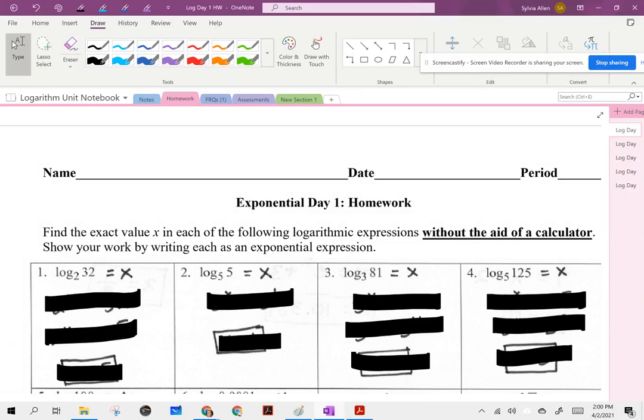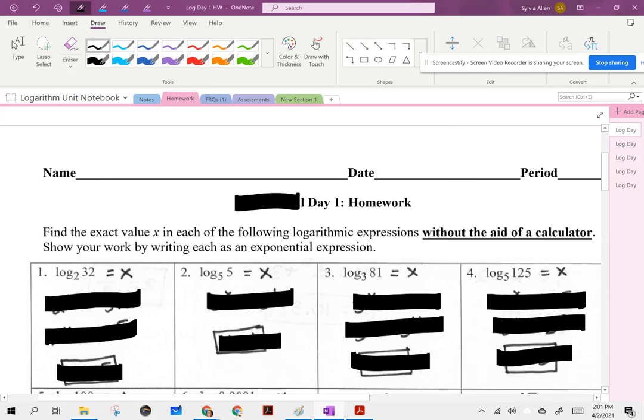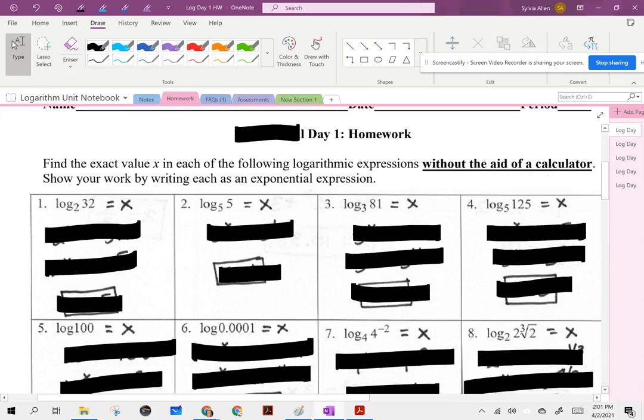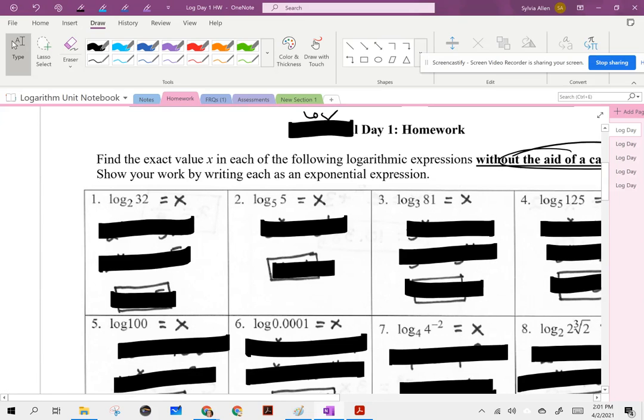Okay, so again, this is not exponential. Day one, it is log day one homework. So what we are supposed to do is find the exact value of x in each of the following log expressions without the aid of a calculator, and then show your work by writing each as an exponential expression. So we're going to take number one.